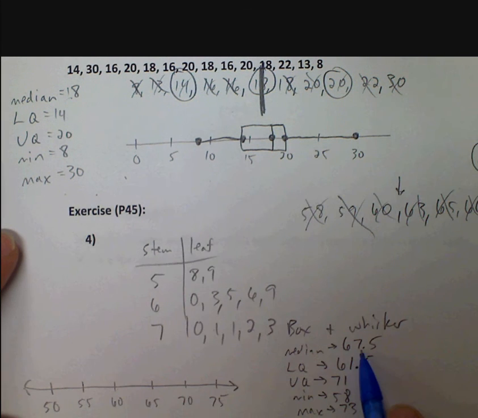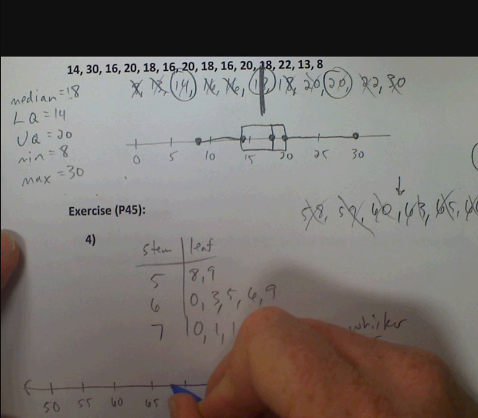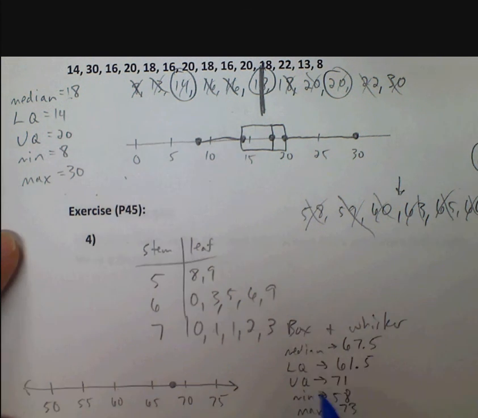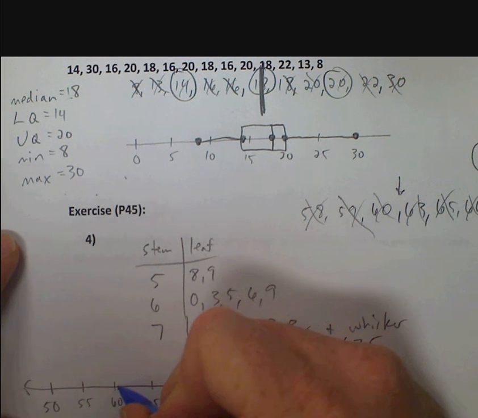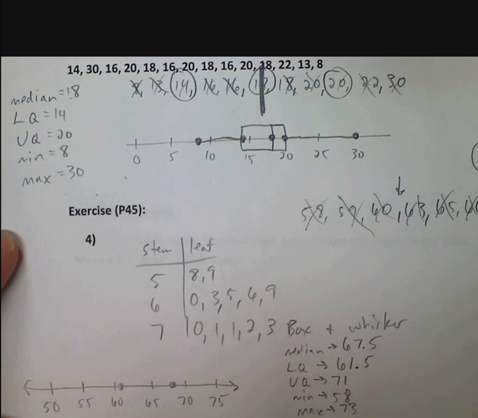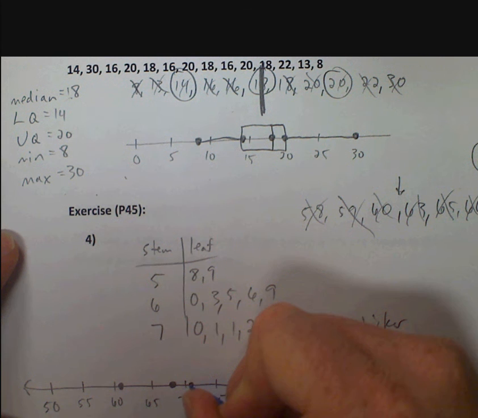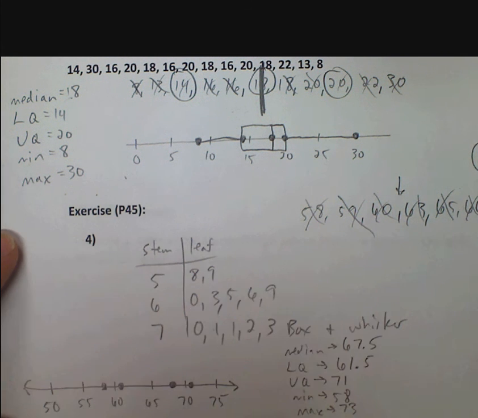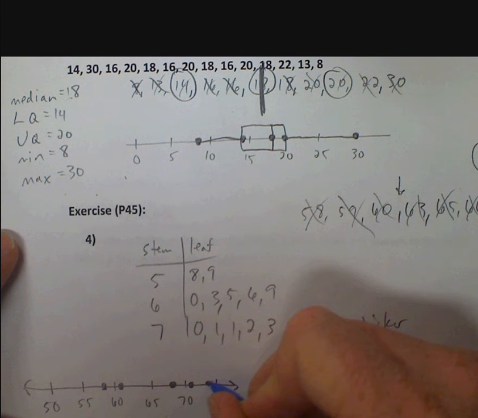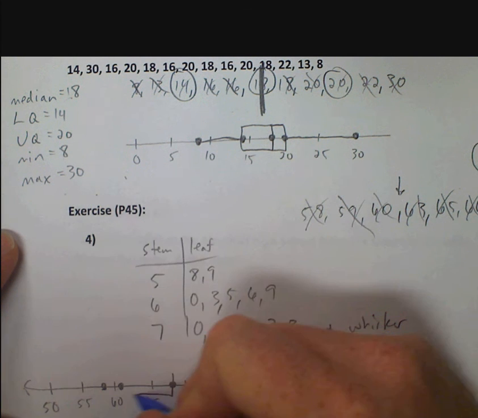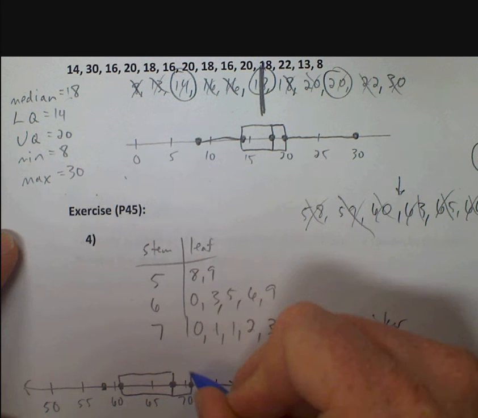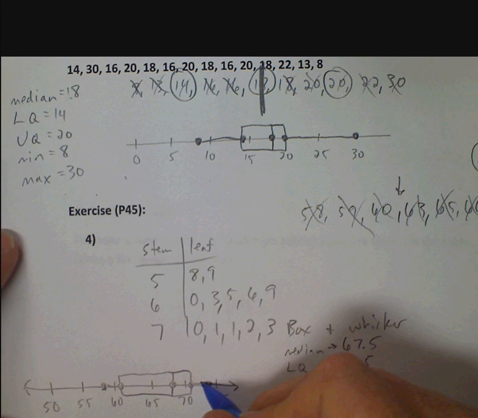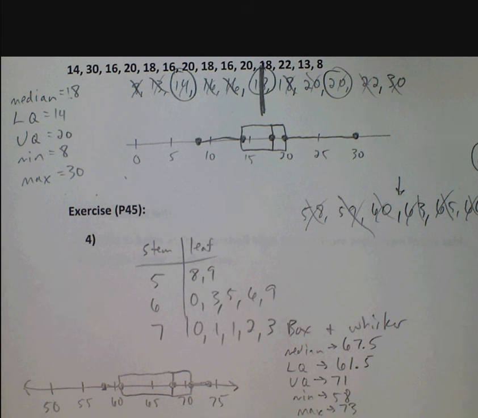So my median is 67.5. 67.5 is about here. My lower quartile is 61.5, about here. My upper is 71. My minimum is 58. And my maximum is 73. Box, box, whisker, whisker. That is what the box and whisker should look like.